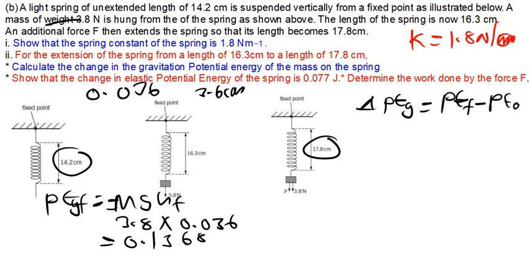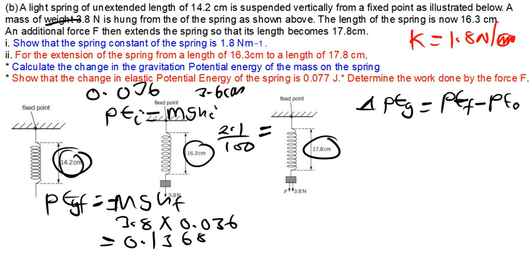Now mgh initial. So initial is this minus 14.2, 16.3 minus 14.2. You have got a question? I'm getting 2.1. I divide this by 100, I'll be able to get 0.021. Now my initial will be equal to 3.8 times 0.021, like that.